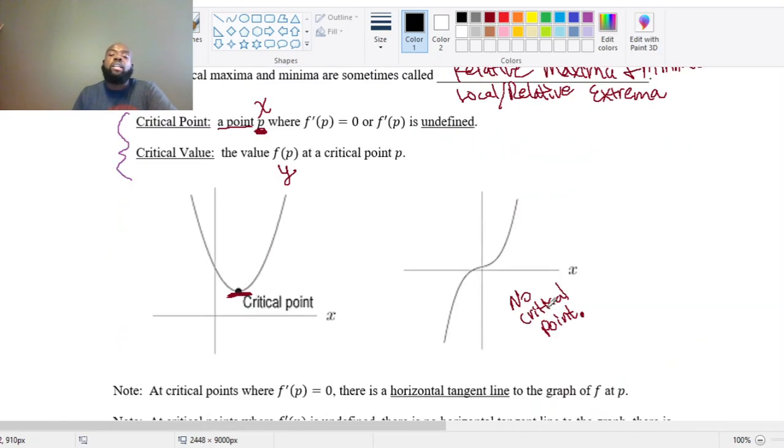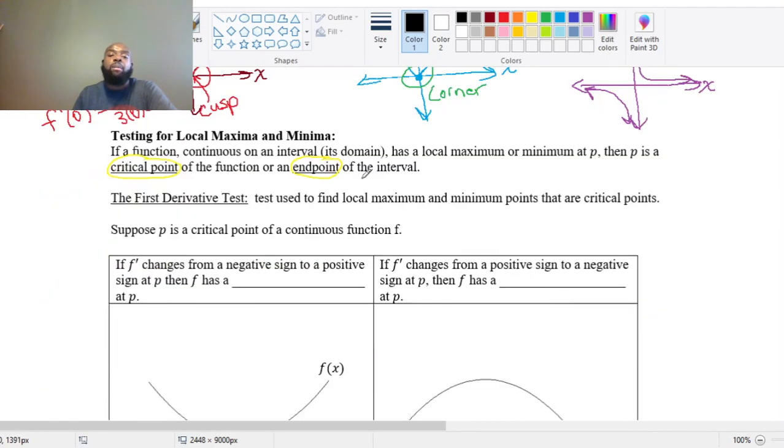And so this is what we're talking about when we say the endpoint of an interval, and that's usually for a closed interval. If it has arrows, the interval is open. If it has endpoints, then of course it's closed. And so this process we're going to use leads us to what we call the first derivative test, which is a test used to find the local maximum and minimum points that are critical points.